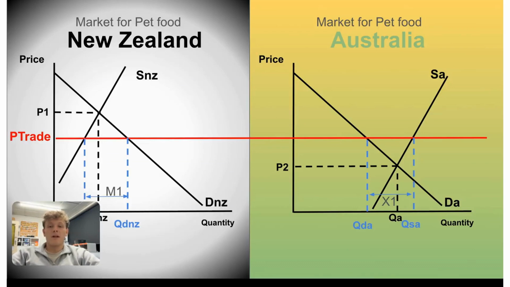So this becomes our P trade or our PT in the two country model. Now, the PT is special because it's the price in between the two prices where the difference between QDNZ and the QSNZ, or the shortage in New Zealand at P trade, is equal to the difference between the QD Australia and the QS Australia, or the surplus. And what happens? This surplus value is traded over from Australia to New Zealand, and it becomes exports for Australia and imports for New Zealand.